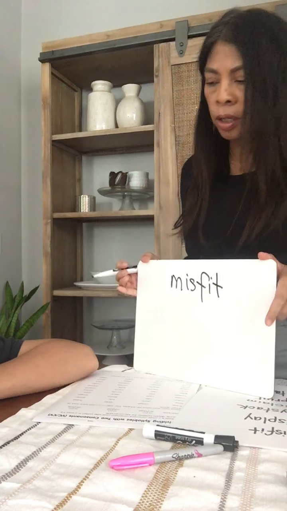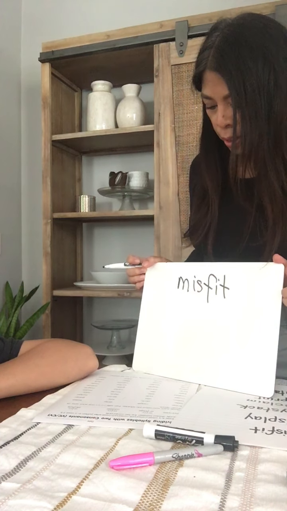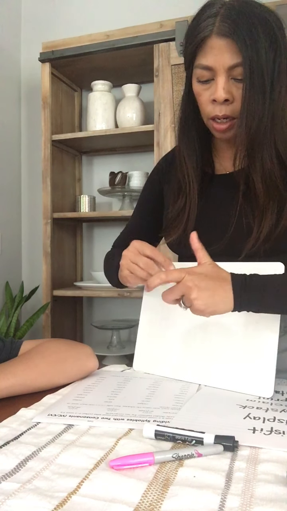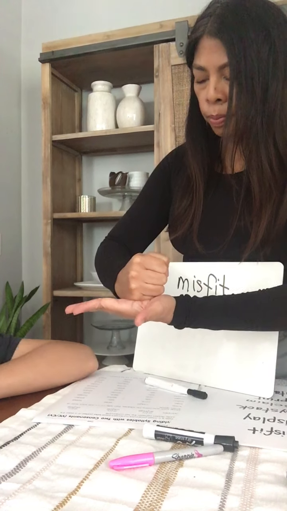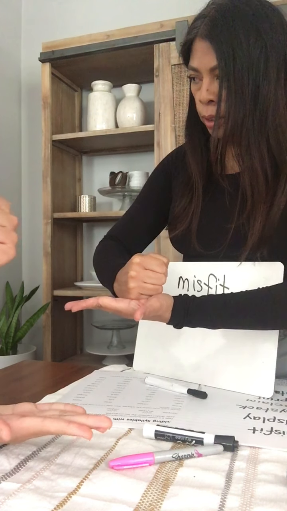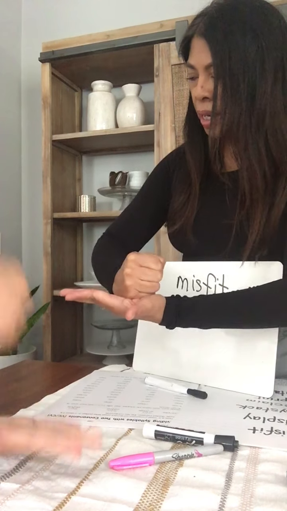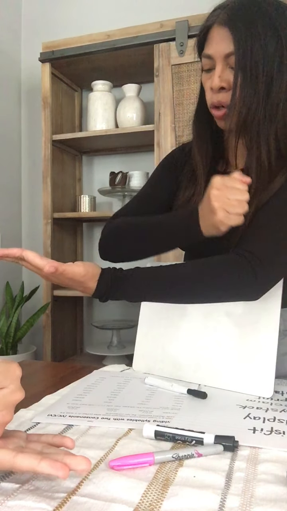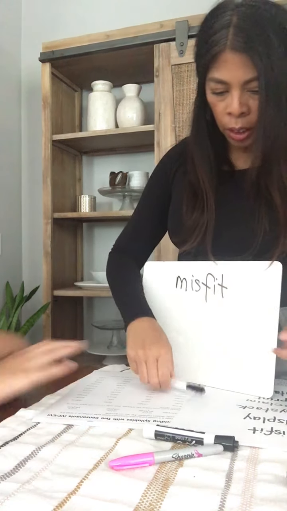Okay, can we read this all together? Yes. Okay, misfit. Okay, and now let's take our hands, let's put our right here and let's stomp out the syllables. Let's go misfit. And then we say the whole word, misfit. Okay, let's do another word.